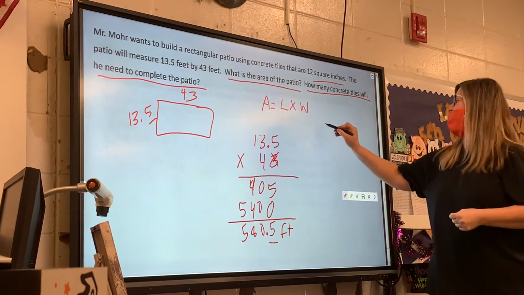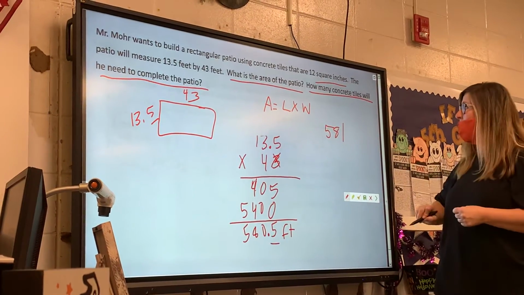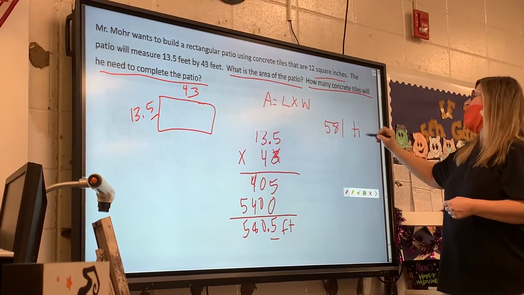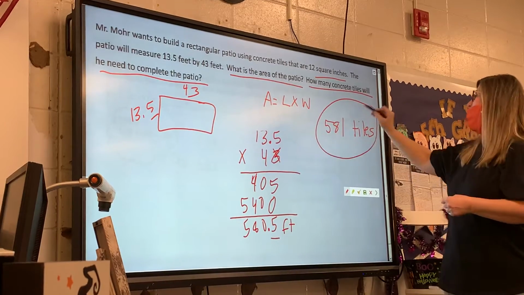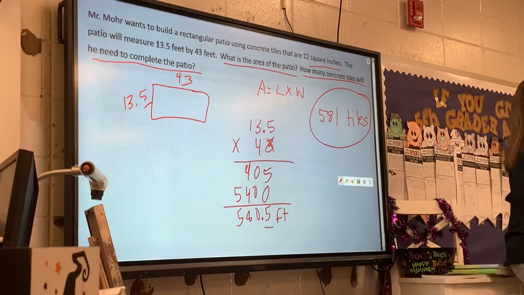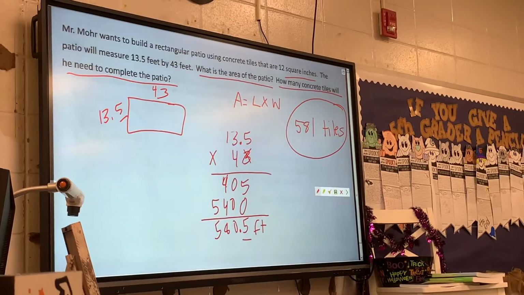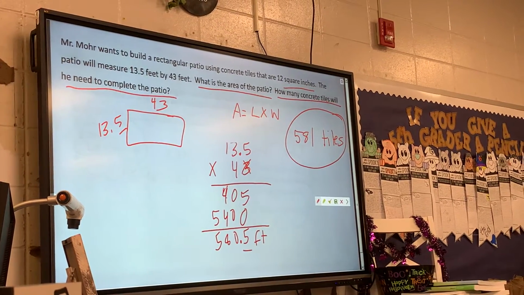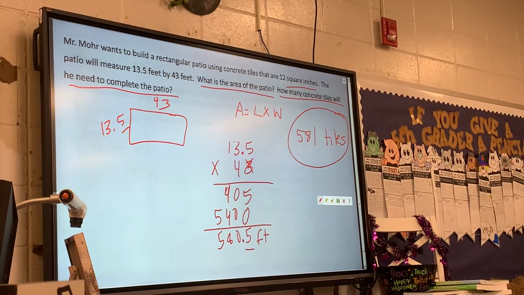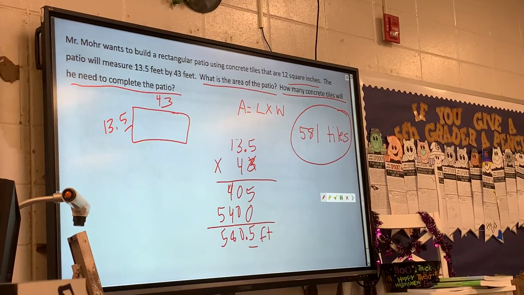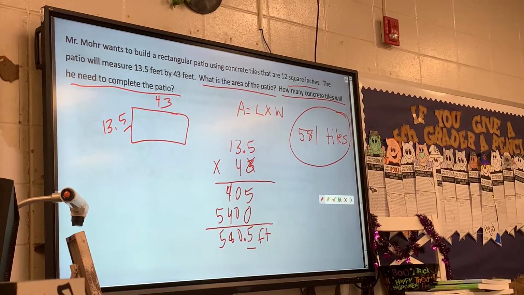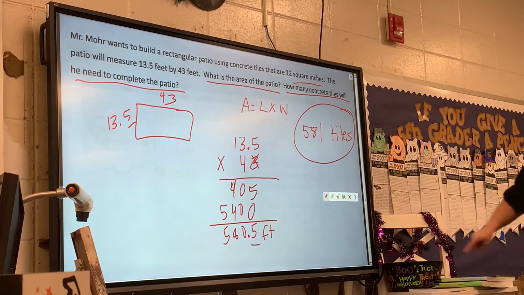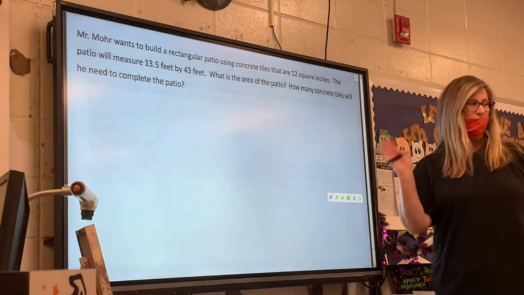581. I'm going to need to buy 581 tiles because 580 tiles won't get it, because I'll still have half a foot that I've got to cover, right? That's like when you decide what to do with the remainder. Do you drop it? Can you round up? Or can you split it up? Can you share it? Okay? In this case, we had to round up, didn't we? We needed 581 tiles.